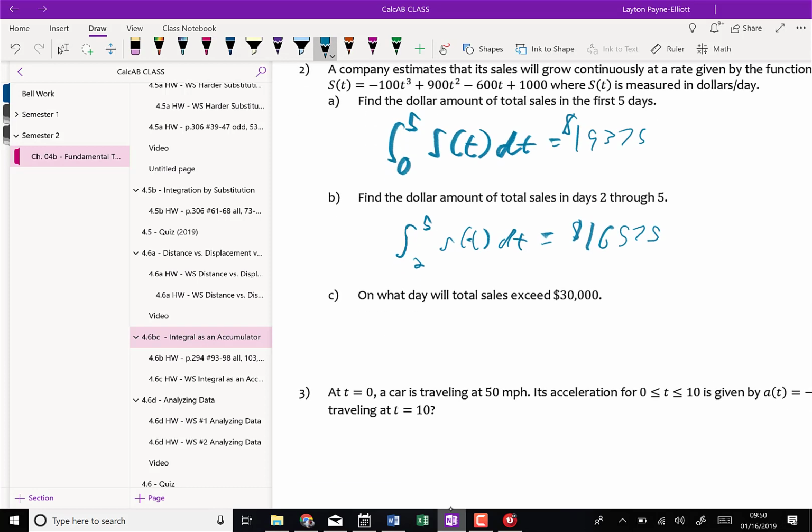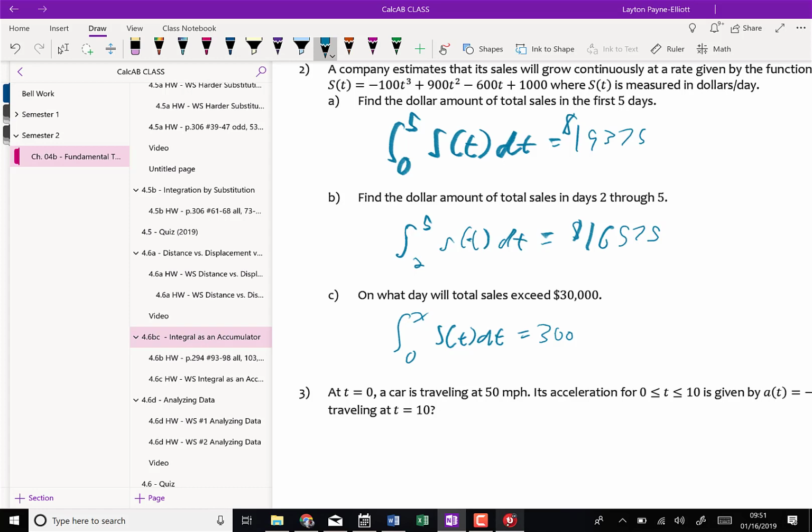So what am I really wanting to know here? If it says on what day will total sales exceed this, what do I really need to know? What am I trying to figure out? The integral from 0 to x of the function, exactly. And we're going to set that equal to 30,000. Your calculator will actually be able to do this.